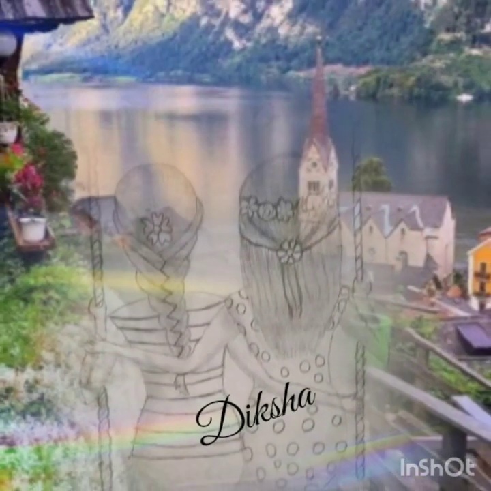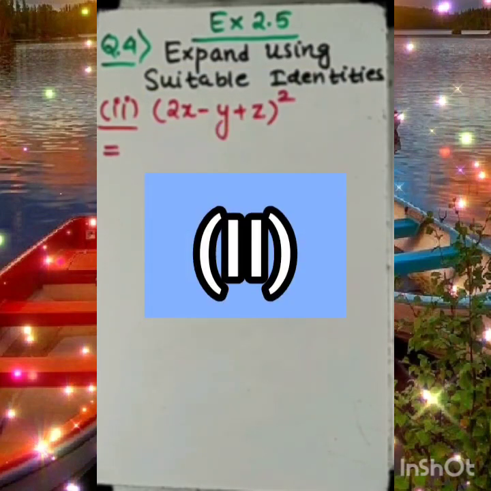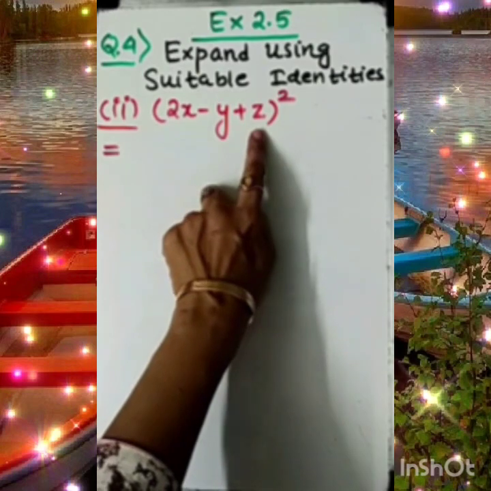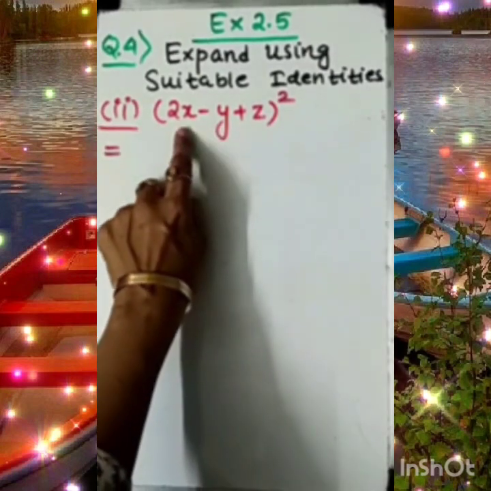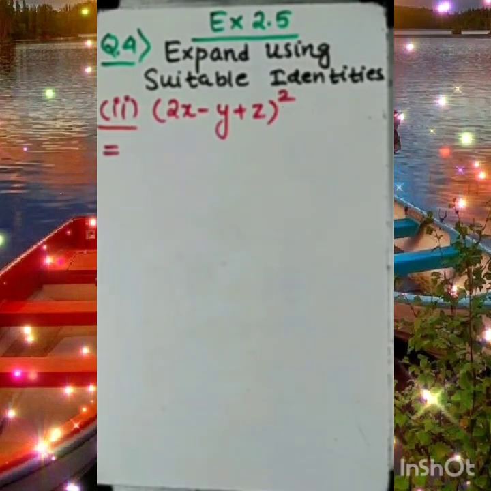So dear student, now the second part. The question is (2x − y + z) whole square. Again you can see here we are having 3 terms. Which 3 terms am I talking about? 2x, −y and z. It's a squaring of a trinomial.